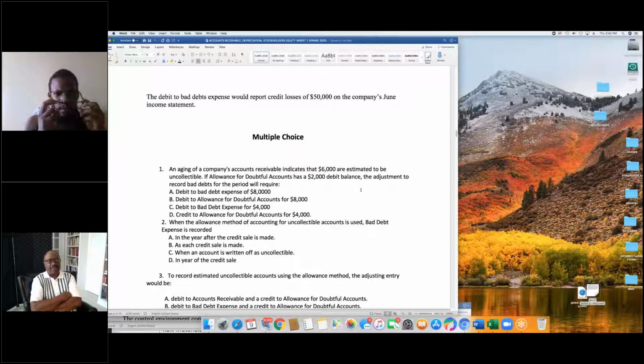How would you get 4,000? Oh, I see. The account already has a balance of 2,000. And I guess D could be okay also because you credit the allowance for doubtful accounts for 4,000. So C or D. But remember, when we're using this method, we're going to see how much is in the account. However, it says it has a debit balance of 2,000. So it doesn't have a credit balance, but it has a debit balance of 2,000. So if that's the case, what do we need to do?